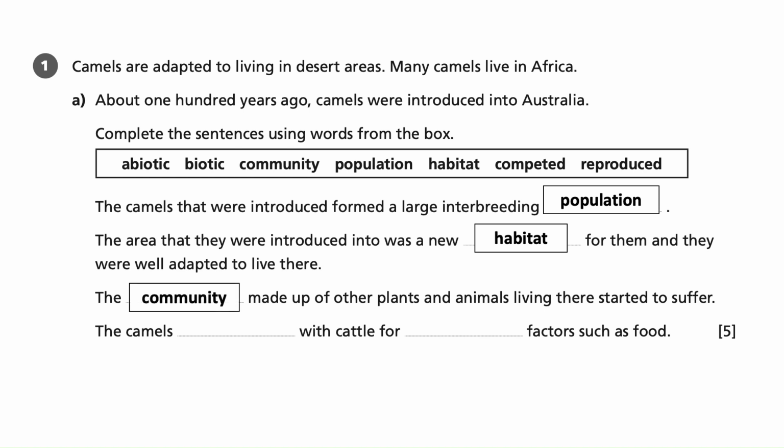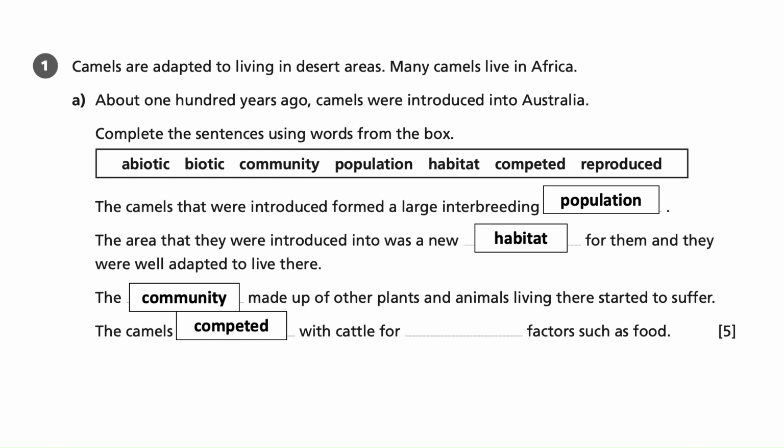The community made up of other plants and animals living there started to suffer. I suppose what's key here is the difference between the use of the word community and population. Population is a group of one species, whereas community is all different species living in an area.